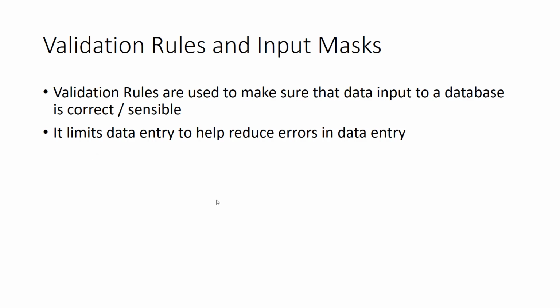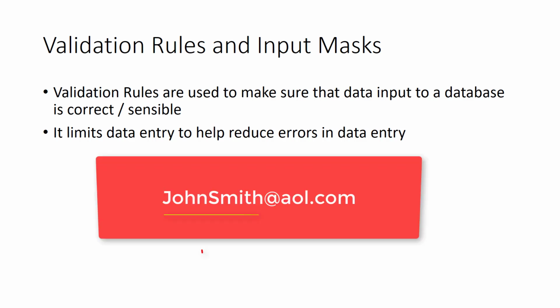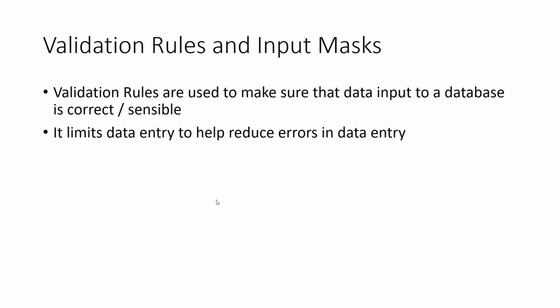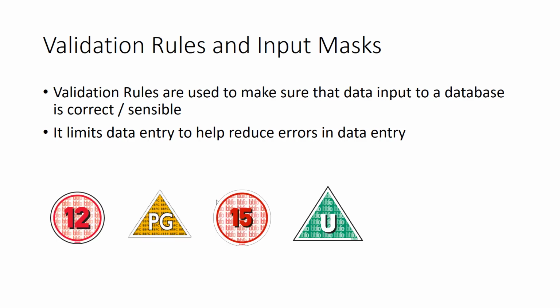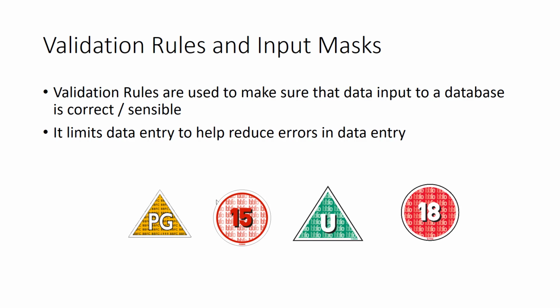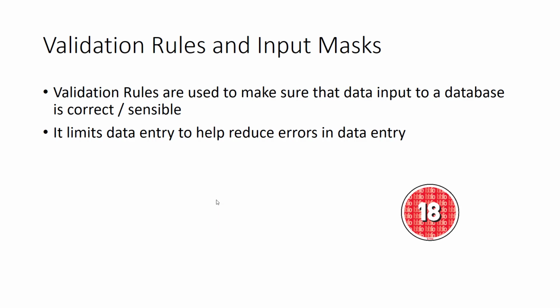Similarly, the same sort of thing could apply for entering email addresses, to make sure that there's an @ symbol, and to make sure that there's a .com at the end or a .org. And it could also be used, in the case of our movie database, say for ratings, to make sure that they haven't put a mistake in when it comes to inputting the rating. So it's either got to be U, PG, 12, 15 or 18, or any other classification that they might be. So let's have a little look through and see how this would work.